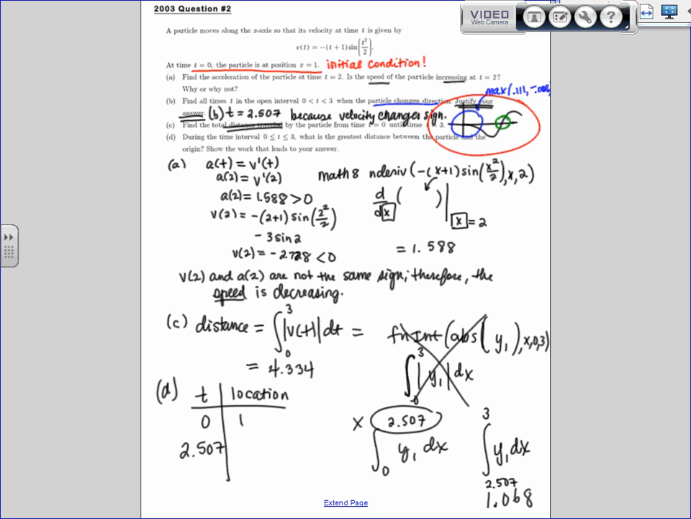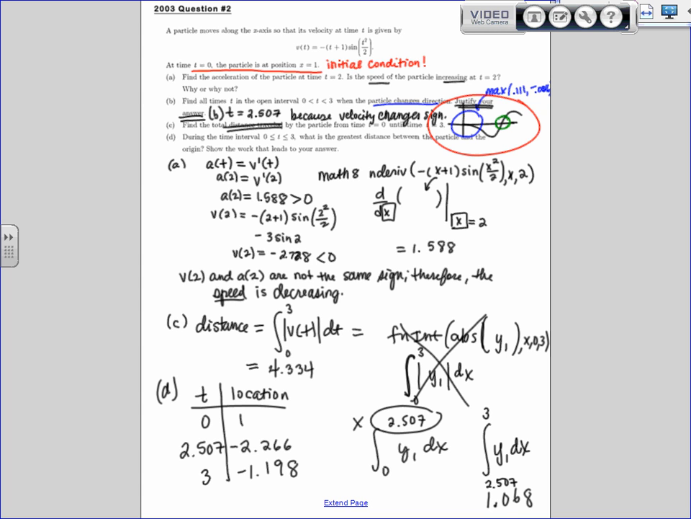So what did I have here? Oh, I just got rid of it, negative 2.266. All right, and then this was at time 3. I've now moved forward again. So if I have negative 2.266 plus this, I have negative 1.198. Did you guys get that?